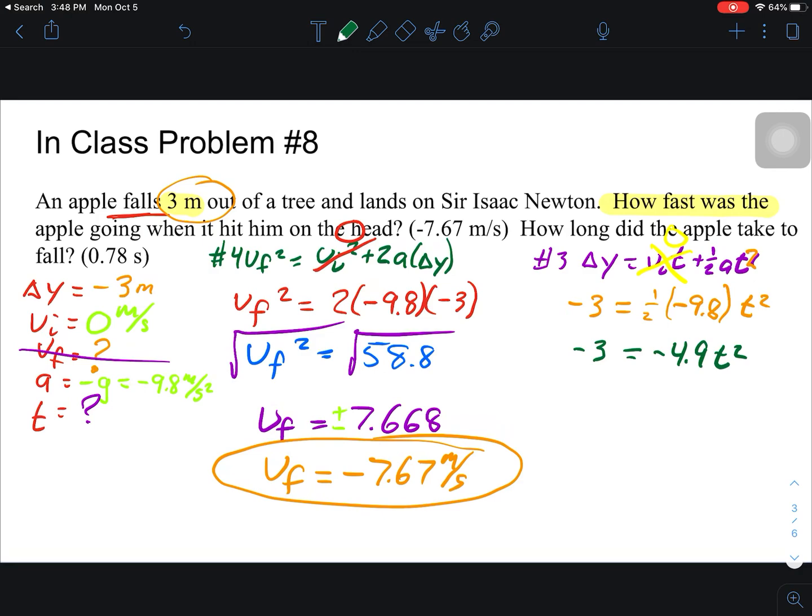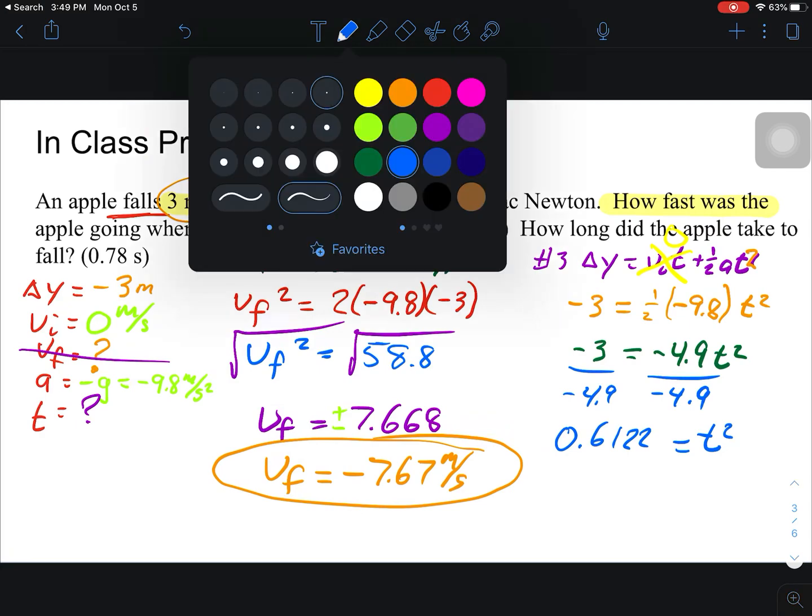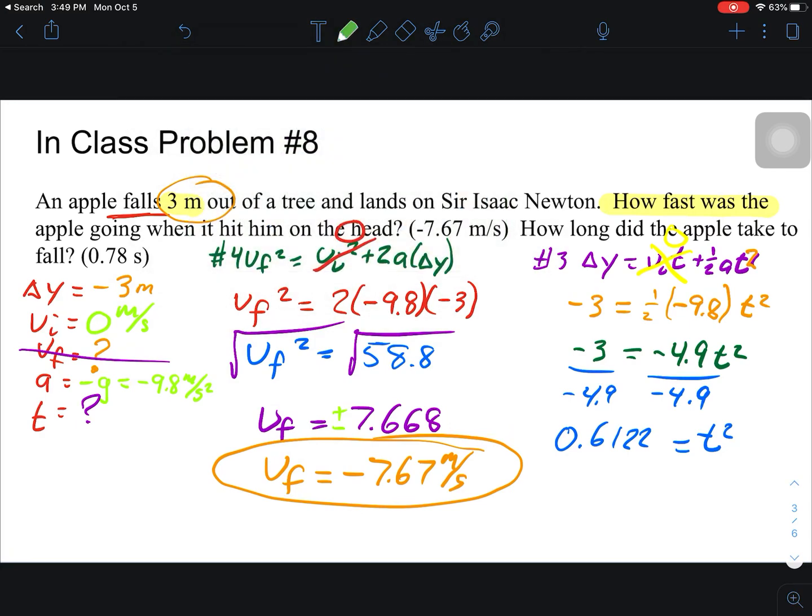Then we divide both sides by negative 4.9, and then we get a value of 0.6122, which is equal to t squared. Now there's actually more digits there, and I'm going to use all those digits in my calculator. But the idea is when we take the square root, our t is going to be plus or minus, right? It's going to be plus or minus 0.782 seconds.